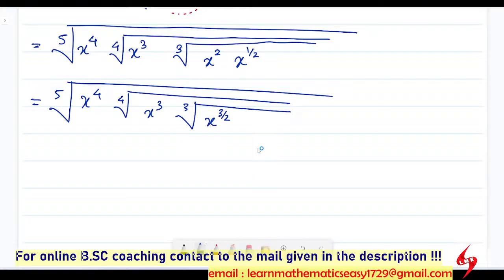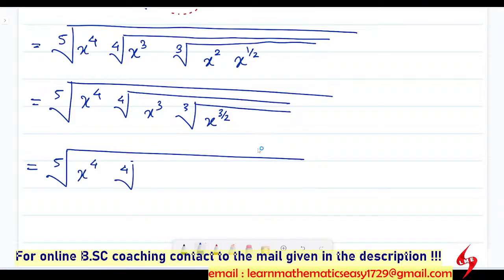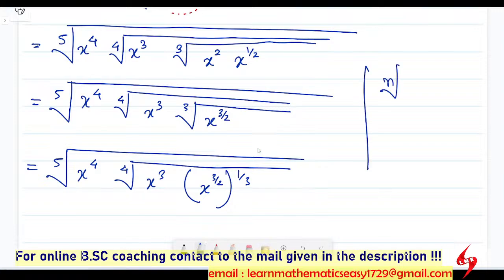Next is the 5th root of x to the power 4, times the 4th root of x to the power 3, times the cube root of x to the power 3 by 2. That means x to the power 3 by 2 whole to the power 1 by 3, because we all know that the nth root of a means a to the power 1 by n.